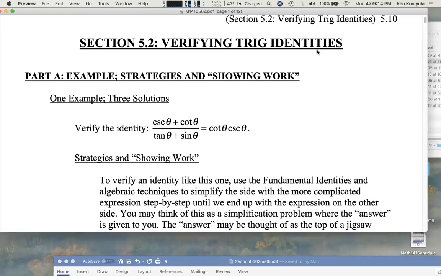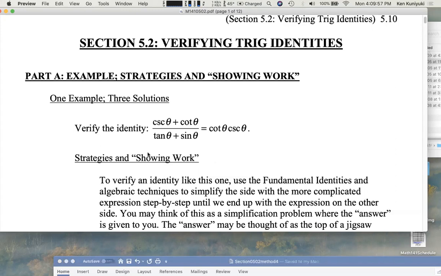Hi everyone, we're going to start section 5.2 on verifying trig identities. Now this is both harder and easier than section 5.1 on simplifying trig expressions. It's harder in the sense that we tend to deal with more complicated expressions in these problems. It's easier in this following sense. We're basically simplifying. Like for example here, we're going to simplify from the left side to the right side. But this time, unlike in 5.1, I'm giving you the answer. So in that sense, 5.2 is easier, but we're dealing with more complicated expressions. So it's a bit of both.